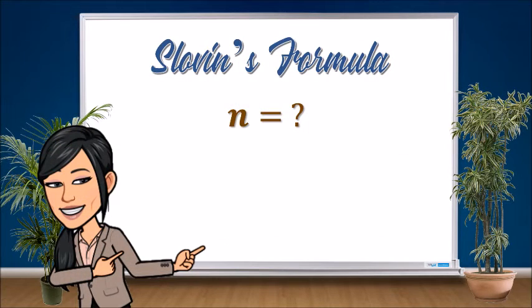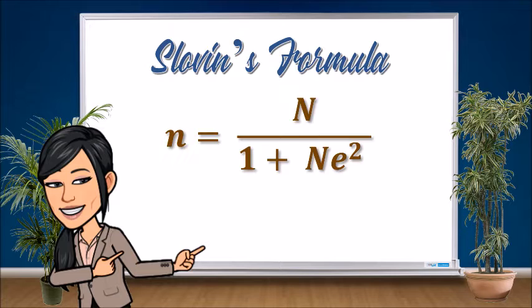One way to get the number of samples in research is through the use of the Slovin's formula. Slovin's formula is sample equals to the population over 1 plus population times the square of the margin of error.